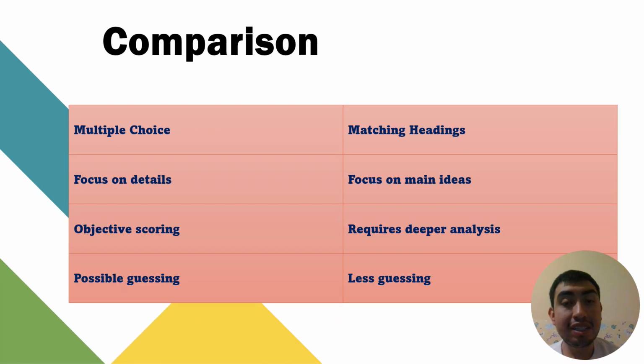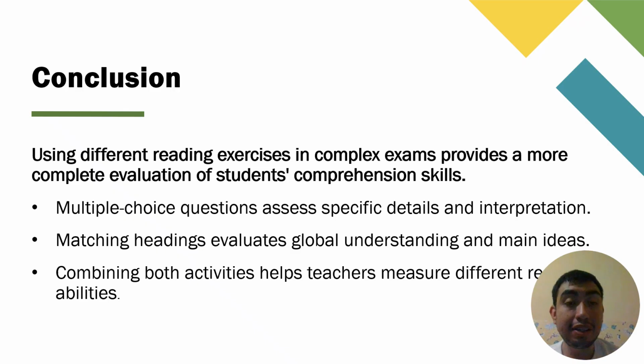We have this kind of comparison: multiple choice, match headings. For example, multiple choice focuses on details, match headings focuses on main ideas; objective scoring, requires deeper analysis, and possible guessing, less guessing.